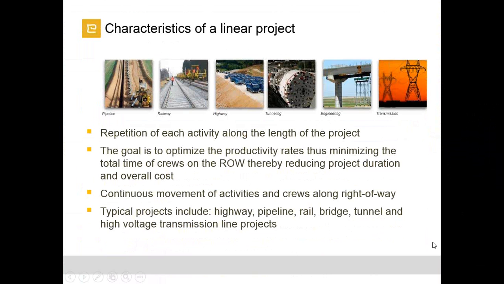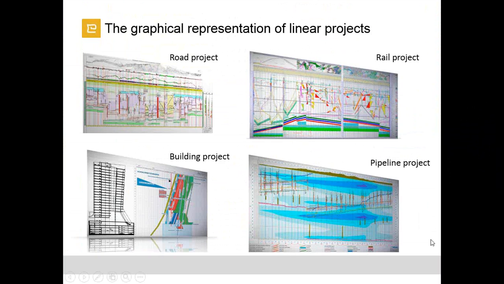Typically, linear project types can be, for example, road projects, bridge projects, transmission line projects, rail projects, metro projects, pipeline projects, and we also advise using TILOS for high-rise buildings over 30 floors.